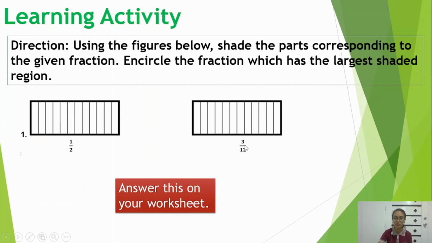Tapos dito naman yung 3 out of 12 or 3/12. So, i-shade nyo yung representation naman nito dito sa ating figure. So, answer this on your worksheet. So, after shading, bibilugan nyo kung alin ba sa dalawa yung may largest shaded region. Largest shaded region. Yung may pinakamalaking na-shadean na region. So, doon natin malalaman.